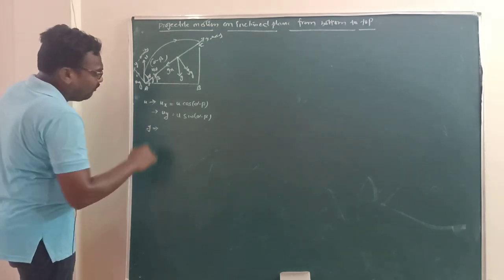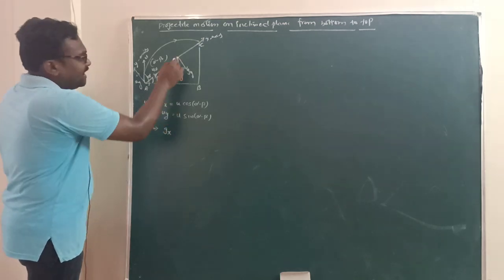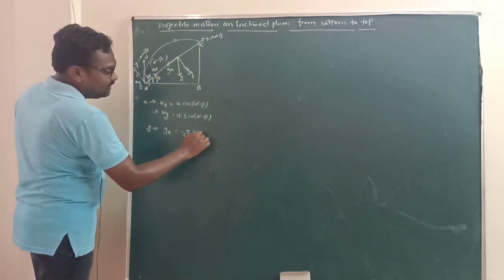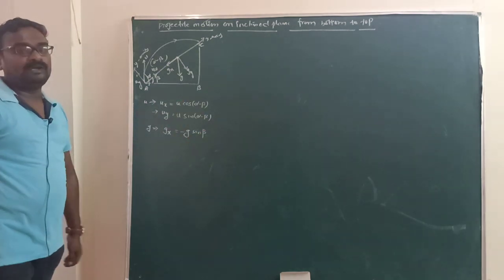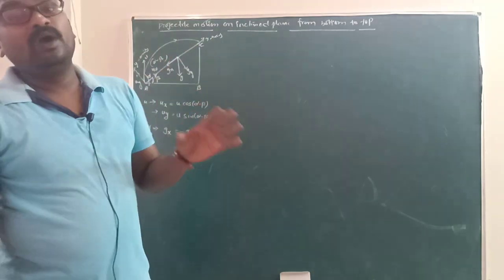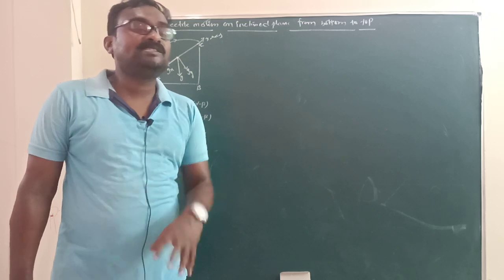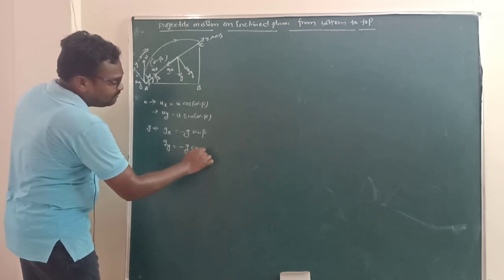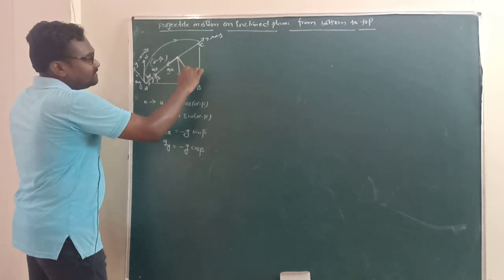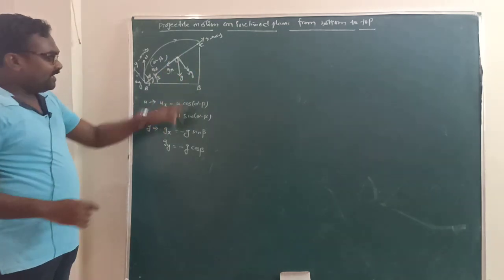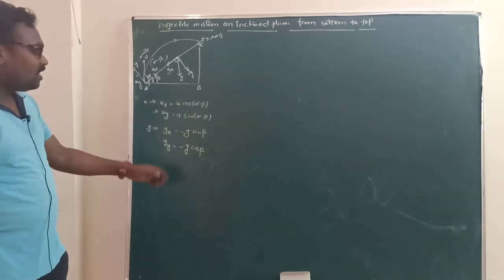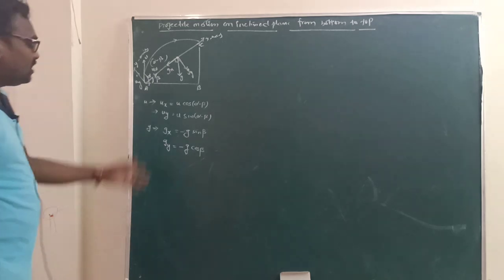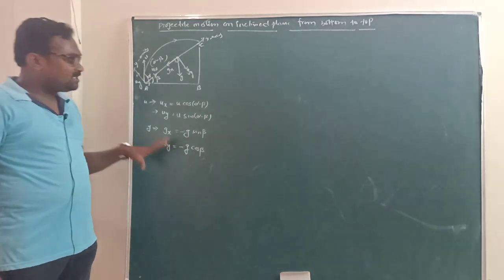Again, acceleration due to gravity g can be resolved into two components. One is gx, which is equal to minus g sin beta. Why are we taking minus g sin beta? Because it is in the negative x-axis. And gy is equal to minus g cos beta, because this is in the downward direction, along negative y-axis. Now what we have to observe is the following.